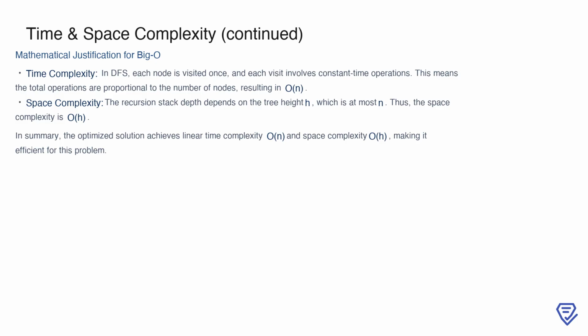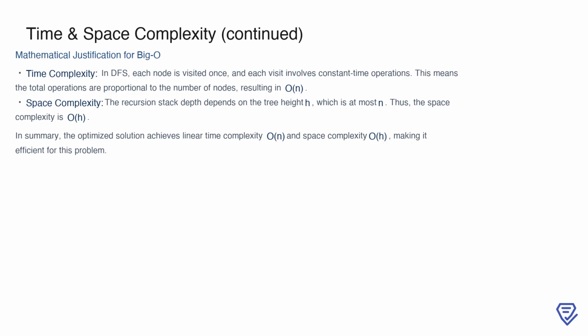The big O analysis of this solution can be justified mathematically. For time complexity, recall that in a DFS traversal, each node is visited exactly once. During each visit, constant time operations are performed, such as updating maximum and minimum values and comparing results.